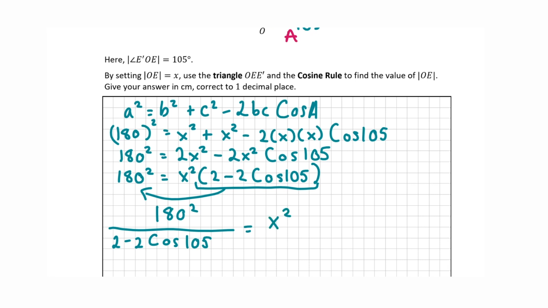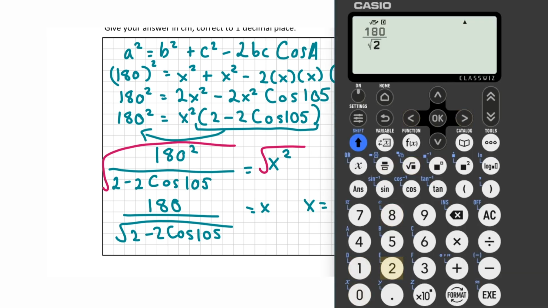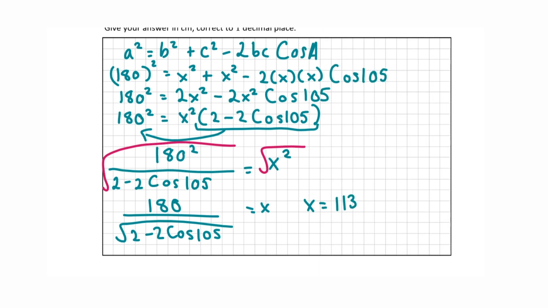So now we want to get rid of our power over our x. So to do that, I'm going to square root both sides. So square rooting both sides will leave me with just 180 because our square root sign cancels out with our squared, all over the square root of 2 minus 2 cos 105 is equal to x. So putting that all into the calculator, we get a value for x to 1 decimal place. And when we put that into the calculator to 1 decimal place, that'll be 113.4 centimetres. So to get that answer, you get a total of 10 marks.